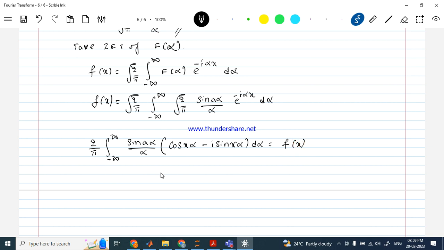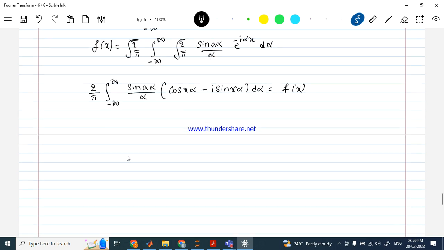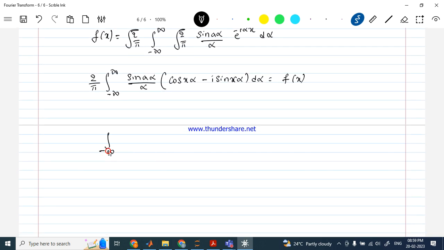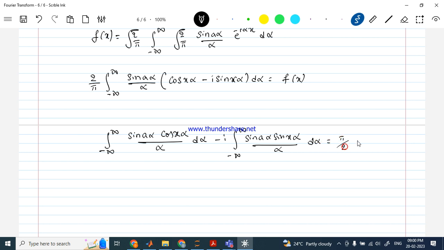In this step I will substitute this function f of x. So before that, it is integration minus infinity to plus infinity. Let me rewrite this one as a sum of two integrals: sin a alpha cos x alpha by alpha d alpha, minus i, I'm just multiplying this expression to this, integration minus infinity to plus infinity sin a alpha sin x alpha by alpha d alpha, which is equal to pi by 2 taken to the other side of f of x.